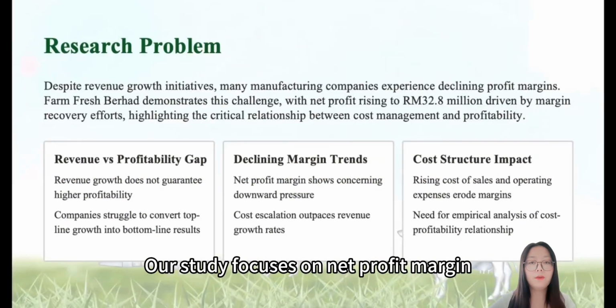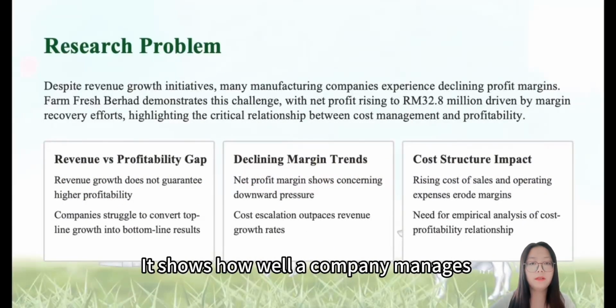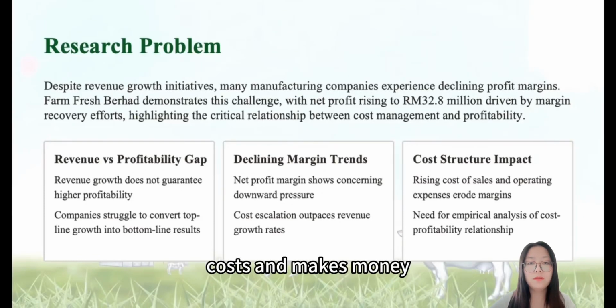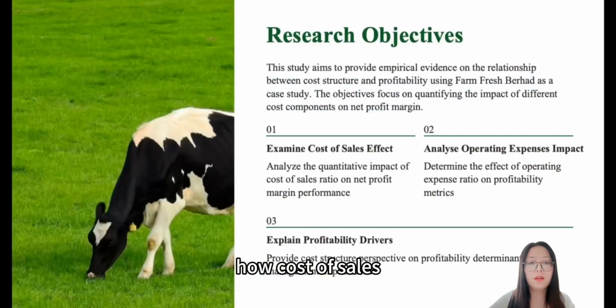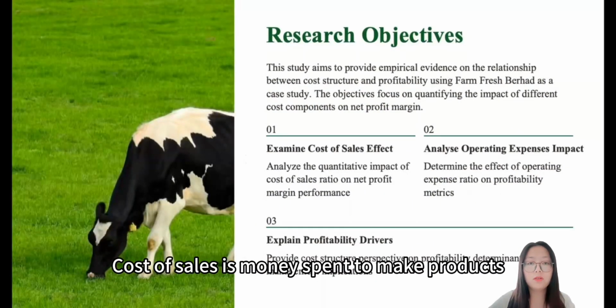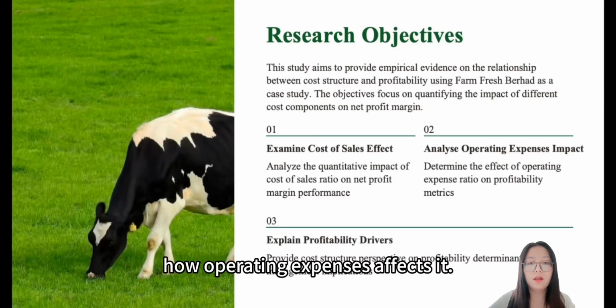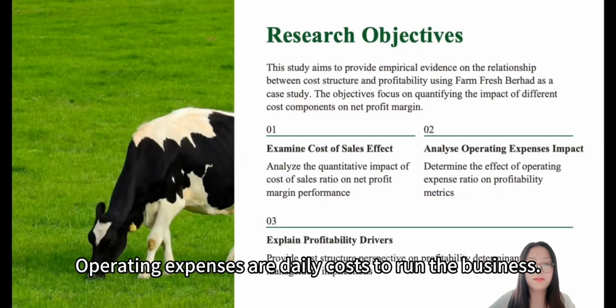Our study focuses on net profit margin. It shows how well companies manage costs and make money. We want to find two things. First, how cost of sales affects profit margin. Cost of sales is the money spent to make product. Second, how operating expenses affect it. Operating expenses are daily cost to run the business.